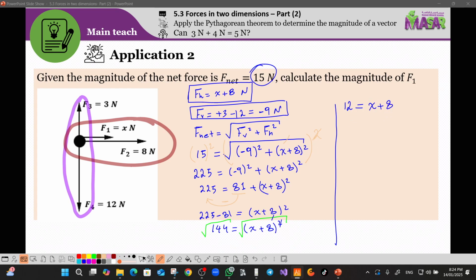Now we know how to deal with this equation. We just move the 8 to the other hand side by changing the sign. And the answer is 12 minus 8 is equal to x, then x is equal to 3 Newton. So now we know the identity of this missing force. F1 is equal to 3 Newton.